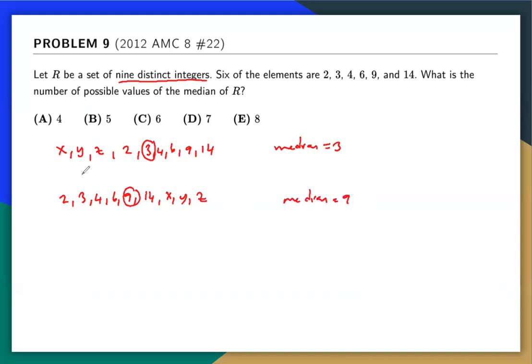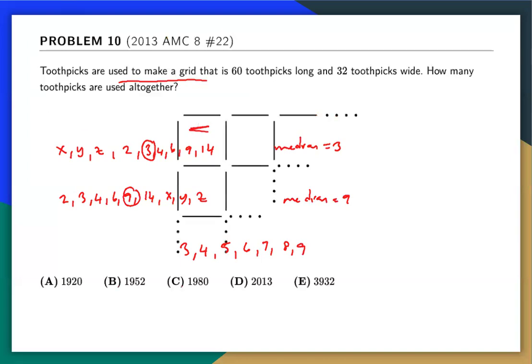If you play with these X, Y, Zs in between the numbers around these, you can actually get any other values between 3 and 9 as your median. If you like, you can find it. But the least we can have is 3, and the largest is 9. So 3, 4, 5, 6, 7, 8, and 9. These are all good. So we have 7 different possible options for this. Okay, so that was number 9.